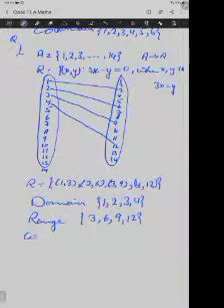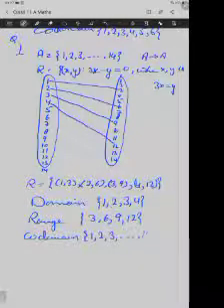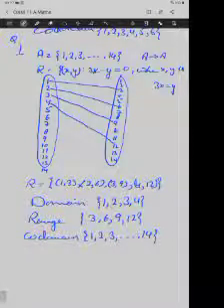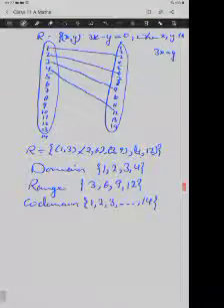Now codomain: used and unused elements of the images, that is 1, 2, 3, and so on up to 14. So we have got an idea about domain, range, and codomain. With these few examples, I suppose now you will be able to understand what domain, range, and codomain are. If we are able to understand these things, then we should move to the next thing.